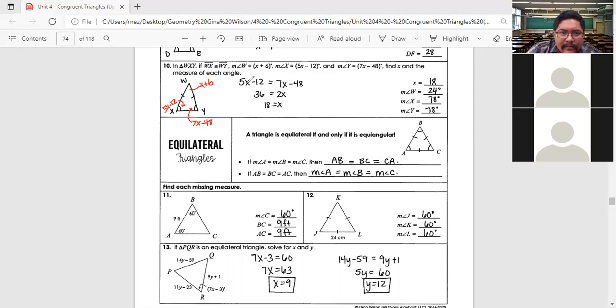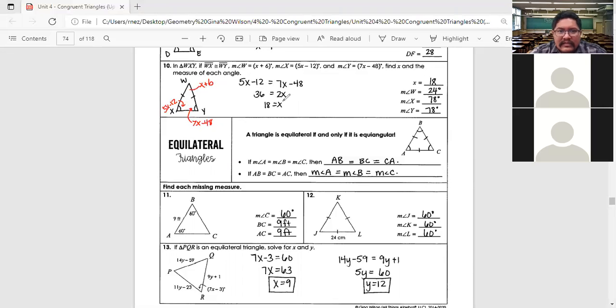So let's see. Looks like we're going to minus 5X from both sides so that we move X over to the right of the equation. So we get 2X. And then add 48 to both sides, which if we add 48, it'd be like 48 minus 12. And that's how we get 36.